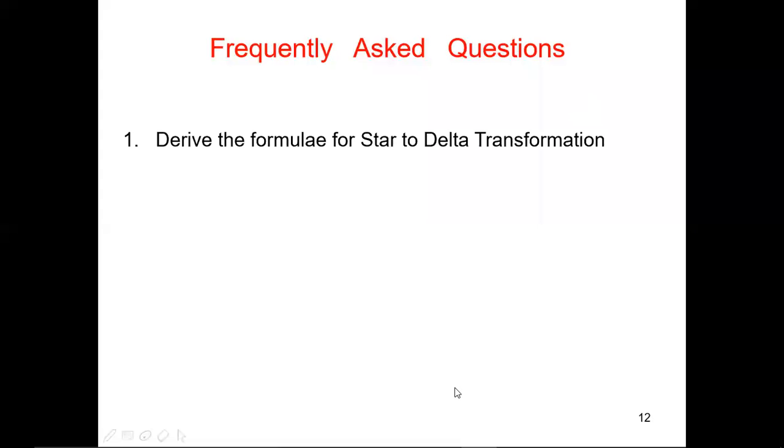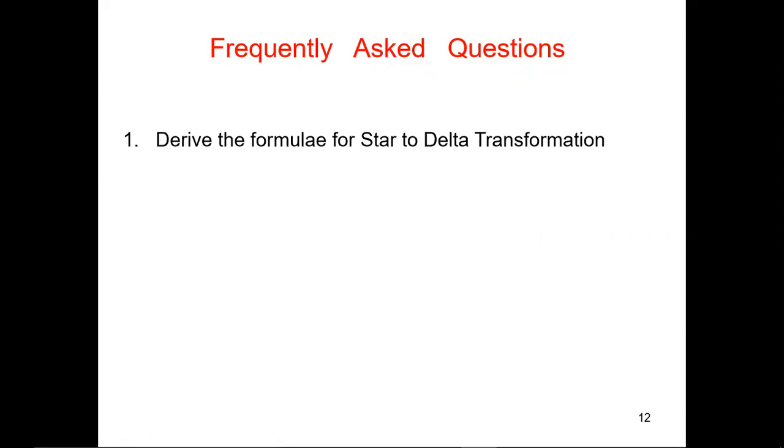Frequently asked questions are: derive the formula for star to delta. You can get one more question like derive the formula for delta to star, or you can just write the formulas. They will ask short questions like write the formulas for the conversion of star to delta, or write the formulas for the conversion of delta to star. Like this, these types of questions they may ask from the examination point of view, right?